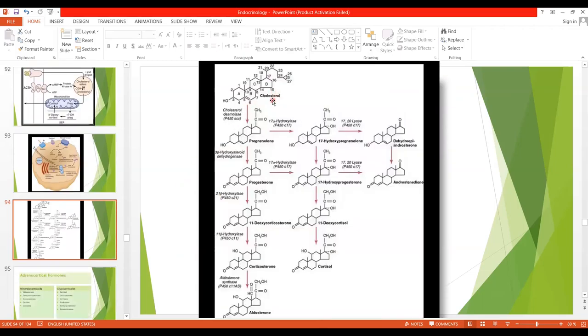The exact steps are that cholesterol is cleaved by cholesterol desmolase and pregnenolone is formed, and then progesterone, then 11-deoxycorticosterone, then corticosterone, and then finally aldosterone is formed. Aldosterone synthase is the enzyme that causes conversion of corticosterone to aldosterone. Similarly, pregnenolone can convert into 17-hydroxypregnenolone, then 17-hydroxyprogesterone, then 11-deoxycortisol, and then finally cortisol. Aldosterone is the main mineralocorticoid, cortisol is the main glucocorticoid, and androstenedione is the androgenic hormone we have from the adrenal cortex.